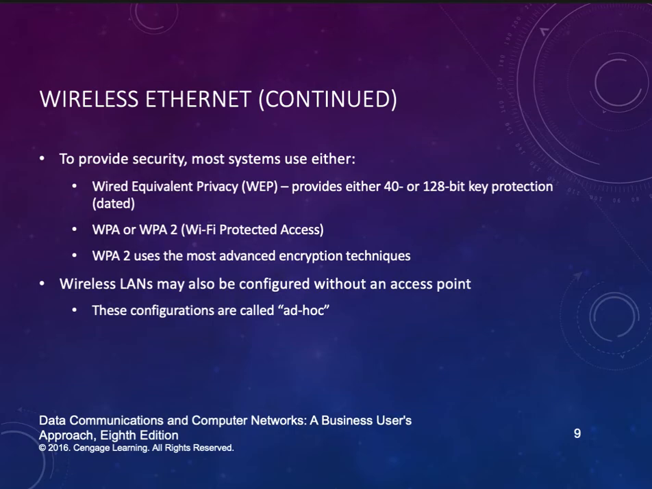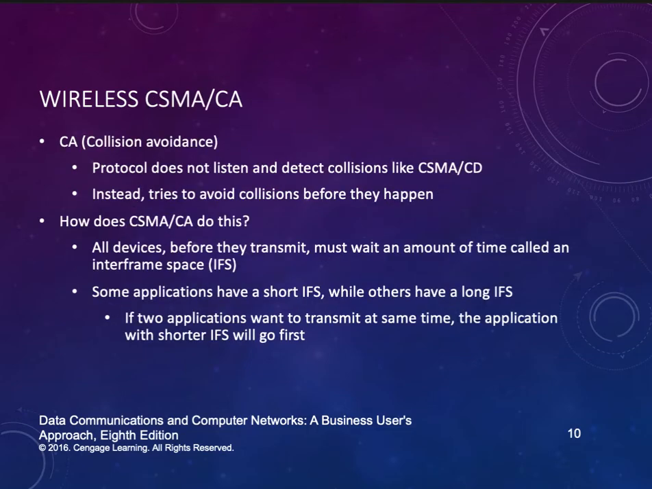So in terms of security, for Wired Equivalent Privacy or WEP, there is 40 to 128 bits per key protection. We have Wi-Fi Protected Access, or WPA 1 and 2. WPA2 is a more advanced encryption technique. But having said that, most of these configurations are ad hoc. That's why we have the ability to tap the network.